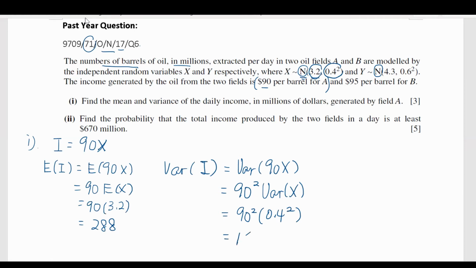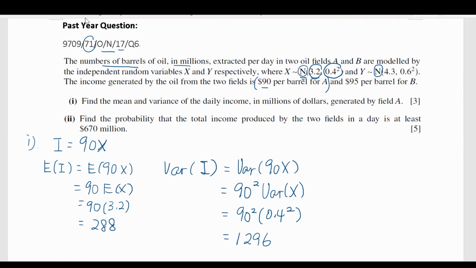Okay, so 1296. So we have answered part 1, which is the daily income in millions of dollars generated by field A. So these are the answers requested. Just a little bit more.